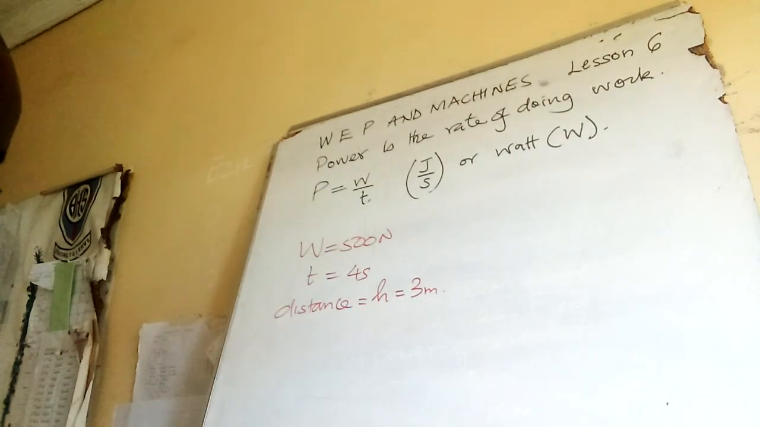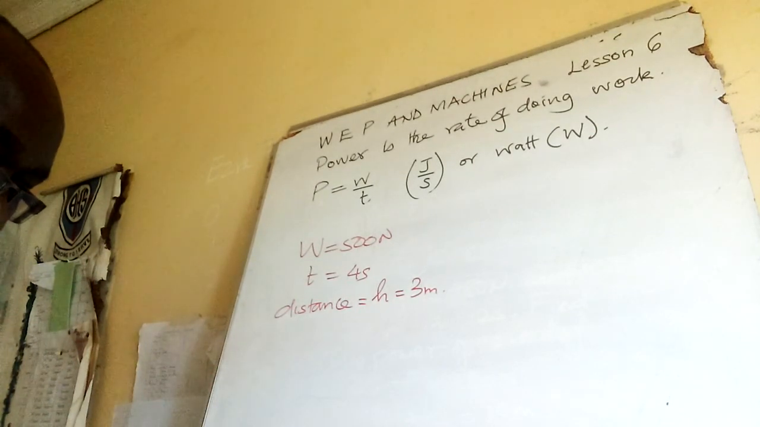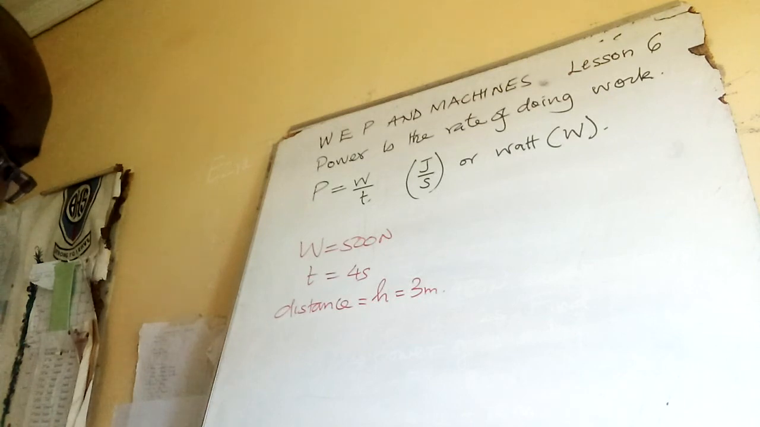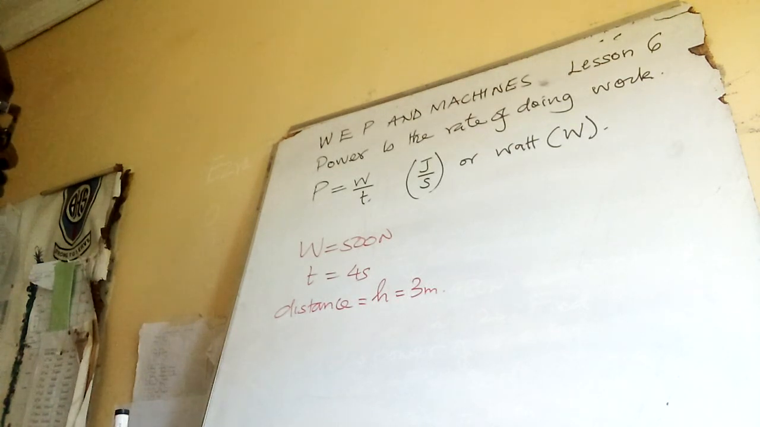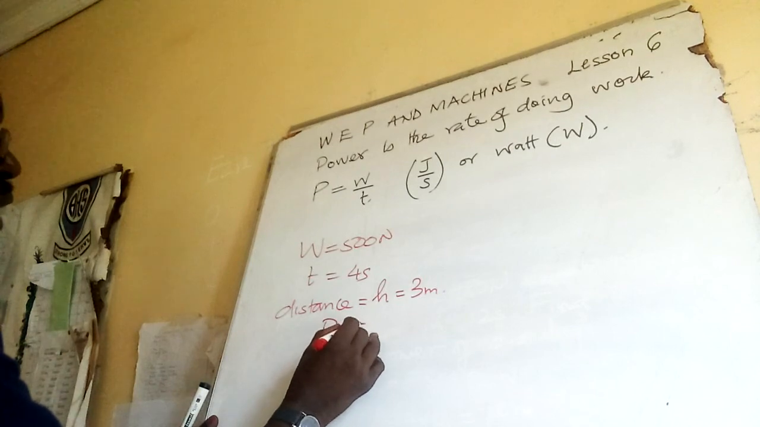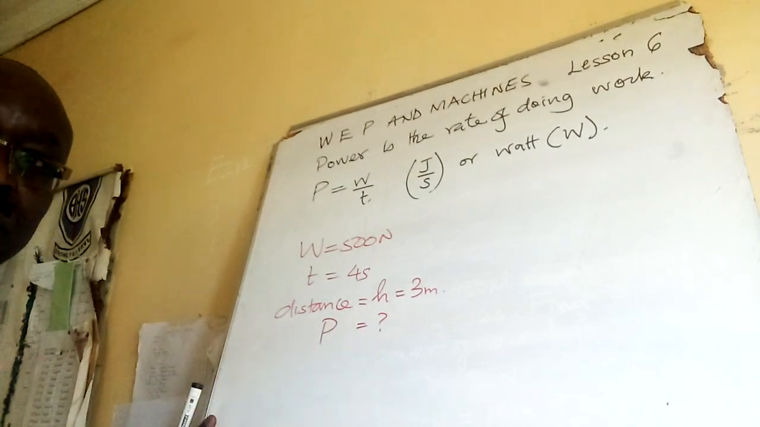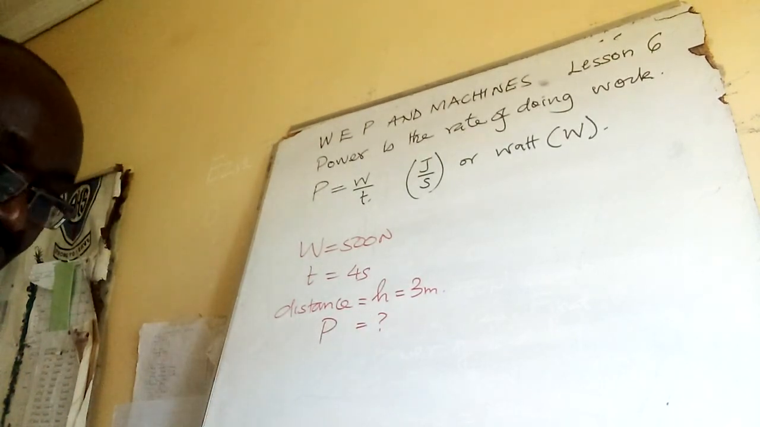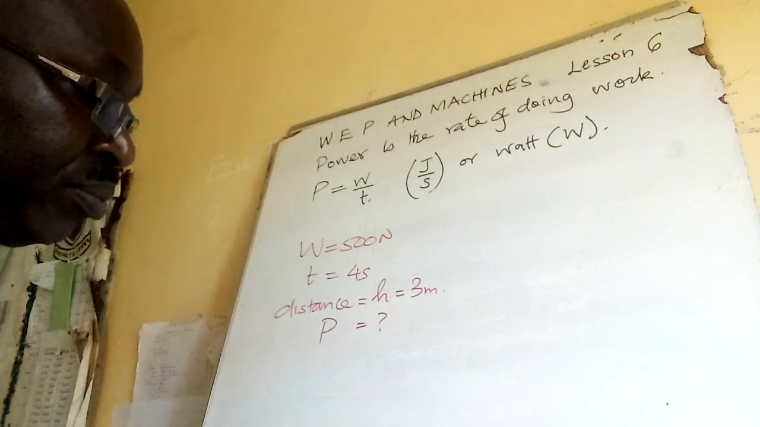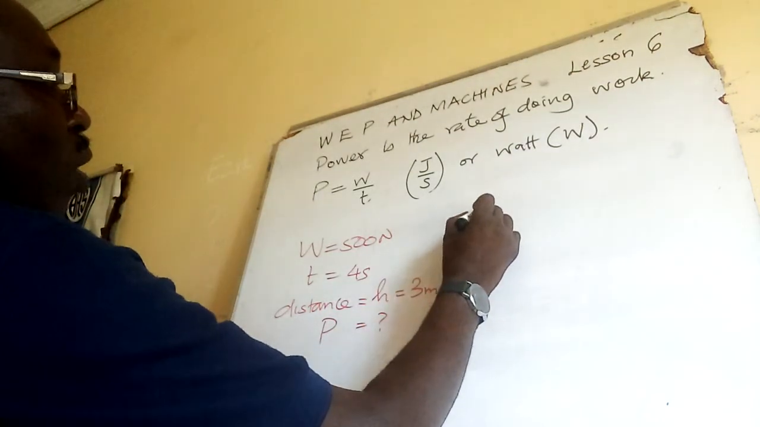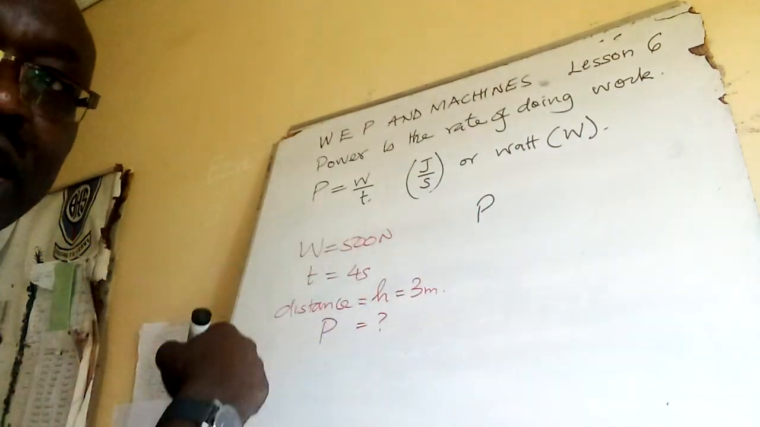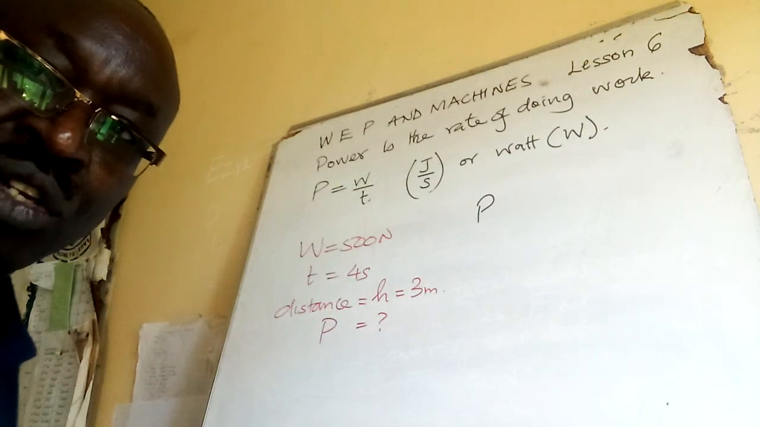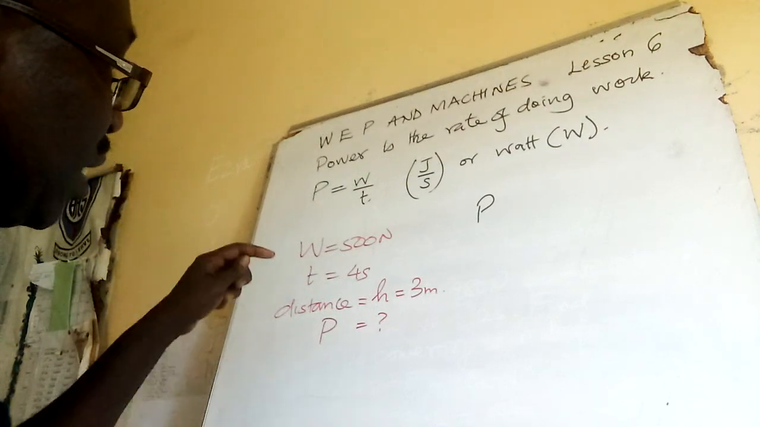Okay, what is the average power in climbing up to that height? What is the average power? So I write P is equal to question mark. Okay, now I come and do my work. I say power. This is sorting out. If you are forgetting, sorting out is to write a letter.